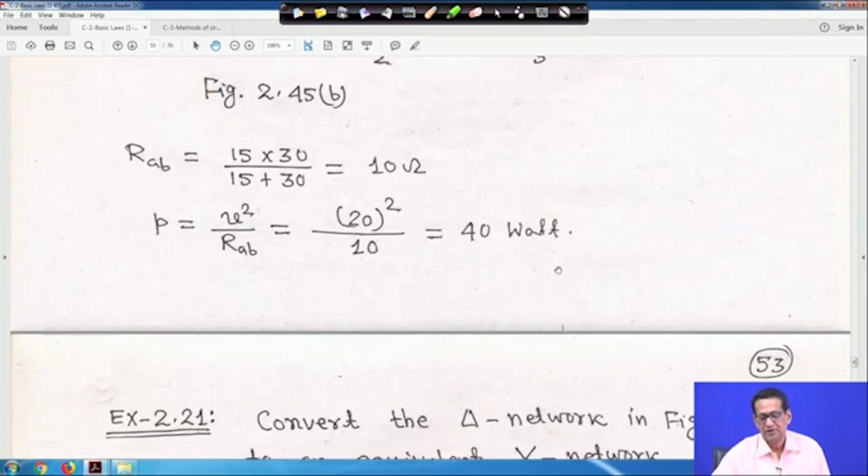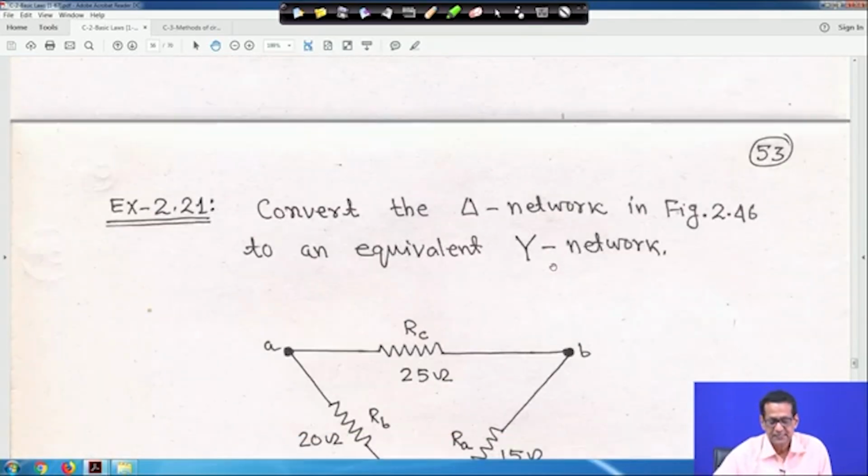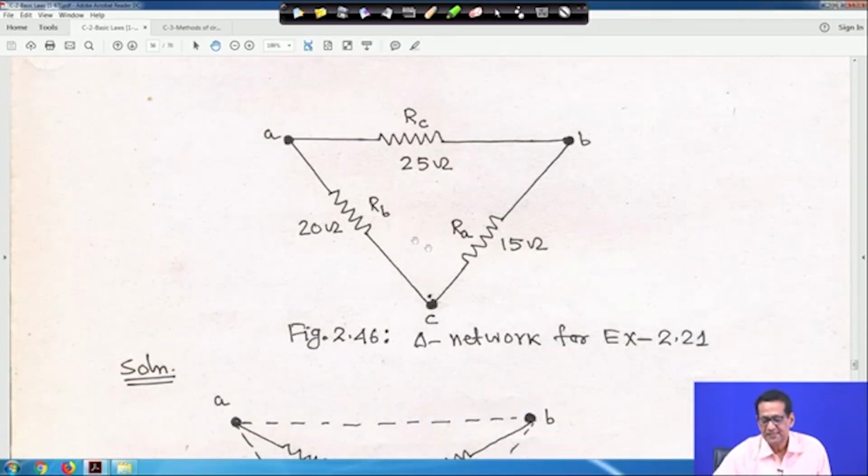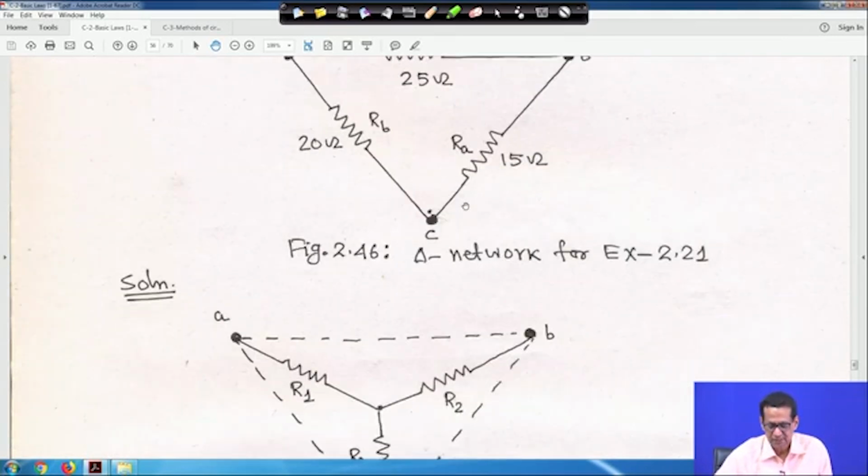So, it is actually 40 watt. So, power delivered by this one is 40 watt, right. Now, next is another thing: convert a delta network to an equivalent star network. RA is given as 15 ohm, RB 20 ohm, and RC you have to convert star to delta.